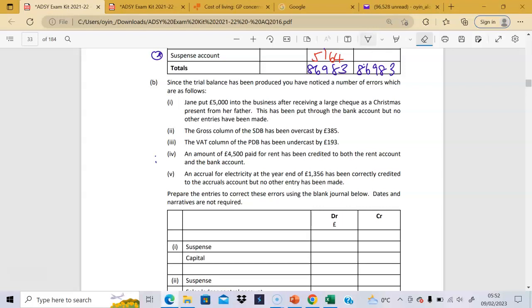So the first thing we have in front of us is it says that Jane puts 5,000 into the business after receiving a check. So she put some money in, and that would have been capital. So she would have put the money into the bank for 5,000. She's not put it in. So your job is to find the account with the issue and fix that. So no other entries have been made. So that's why we have the difference. That's why we have a suspense account because nothing happened here.